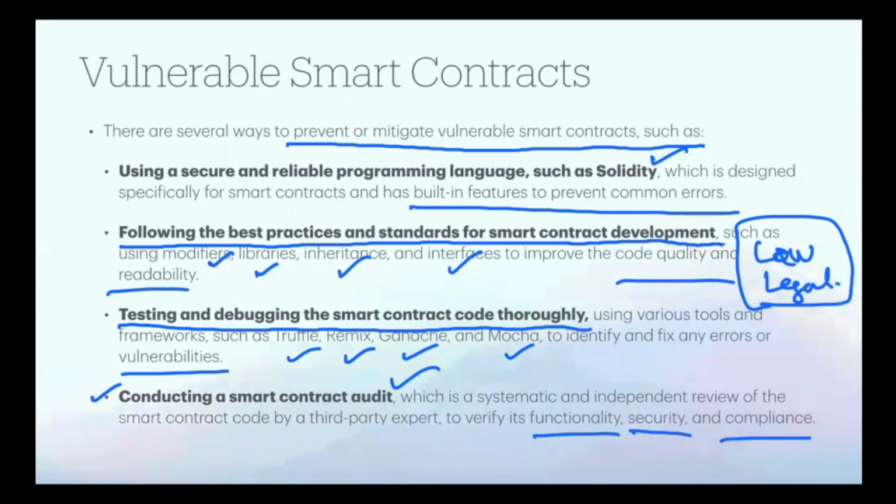So if you want to do all this: testing methods, debugging, then best practices and standards, then secure and reliable languages, and conducting an audit. All these things make the smart contract safe to use. This is the last attack that we have among the cyber threats. In total we have seen 6 kinds of cyber threats: Sybil attack, 51% attack, double spending attack, routing attack, private key security attack, and vulnerable smart contracts.